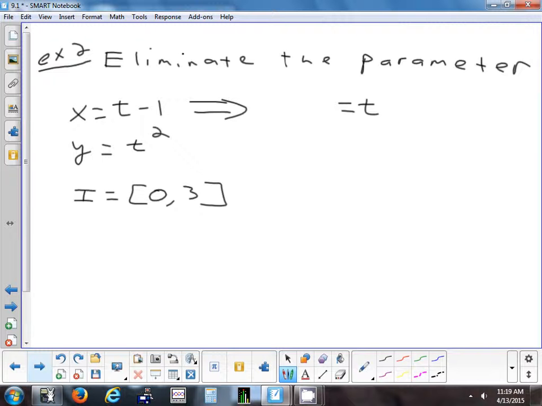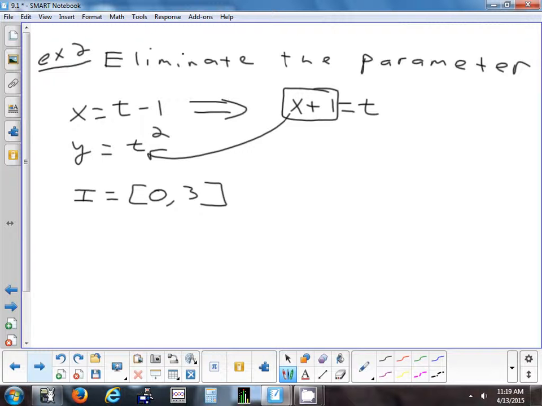Oh, x minus 1. How would you move a minus 1 to the other side? You'd add it. So it would become x plus 1. So x plus 1 equals t. I'm going to plug that in right there, and that's going to eliminate the parameter.